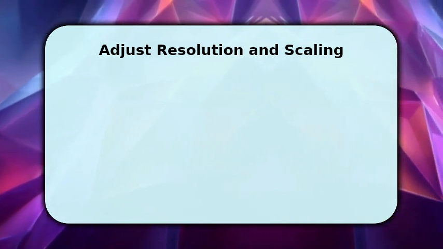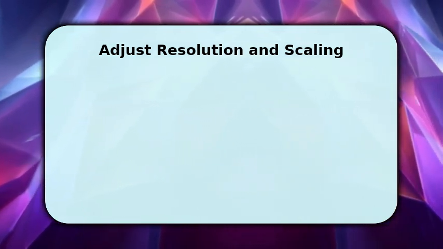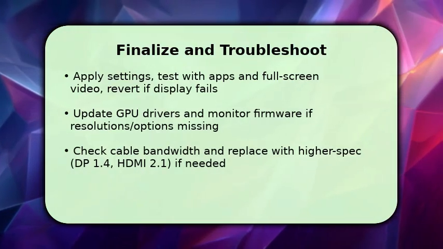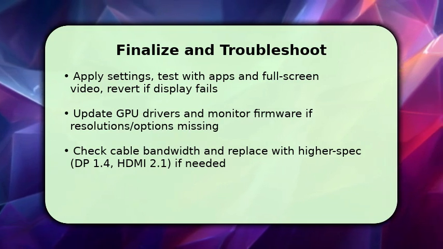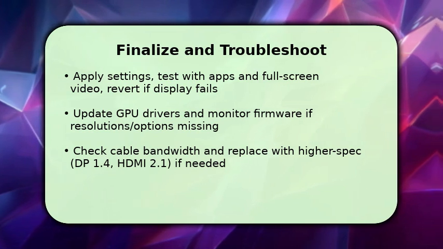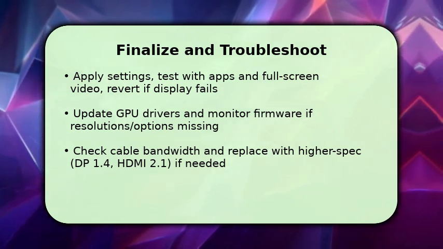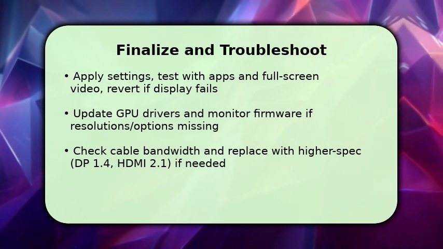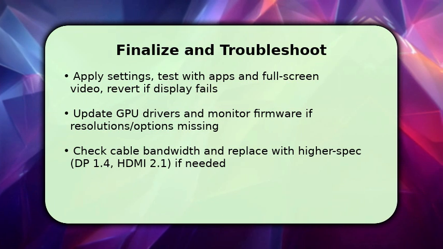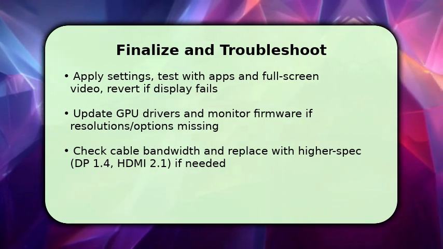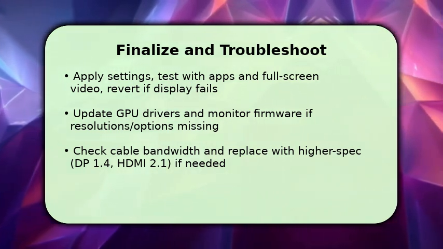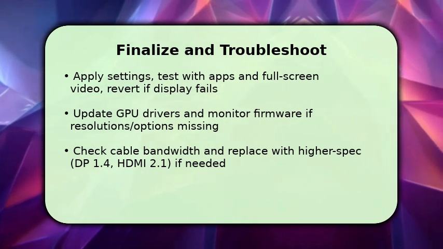Complete the process by applying settings and testing across typical tasks. Browse, stream video, and full-screen apps to verify clarity and performance. If options are missing or the image is distorted, update your graphics drivers and monitor firmware first. This often unlocks resolutions. If problems persist, check cable bandwidth. Older HDMI or cheap adapters can cap resolution and refresh rate, so swap to DisplayPort 1.4 or HDMI 2.1. One quick troubleshoot tip.